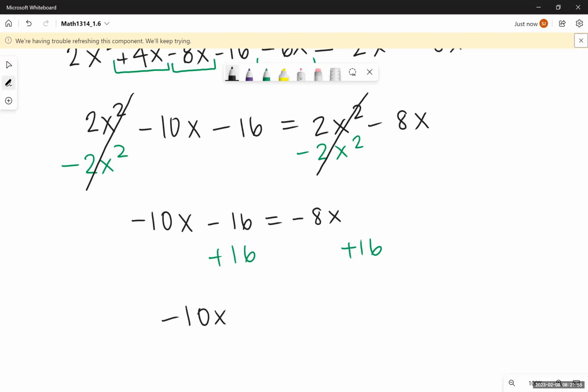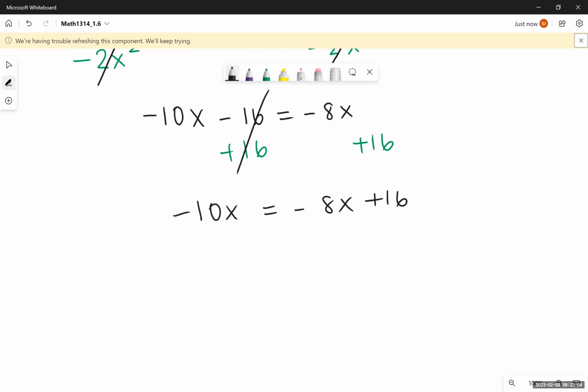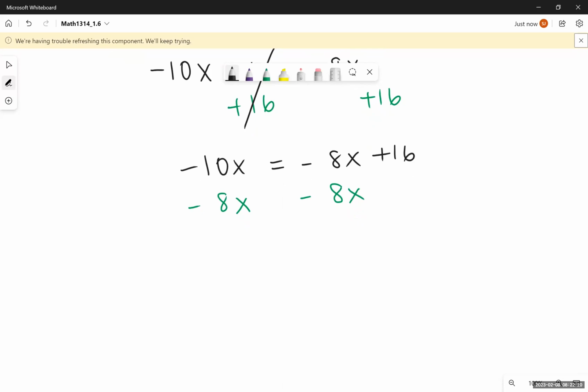I have -10x, those went away, equal -8x plus 16. And then now I would move that x. If you moved that 8x first and you got a 0, just don't think that you did anything wrong. There's like 10 different ways to Sunday that you could do all of these problems. Now I move that 8x term. I notice that I have 10 and 8. They're both negative. So what you do is you add them together, you keep their sign, and then you just keep the x. Here they cancel. Here I have 16.